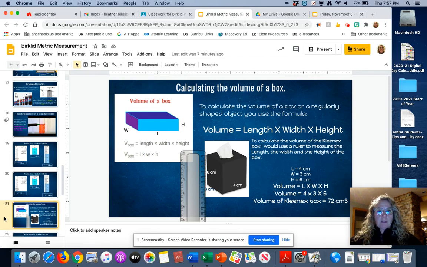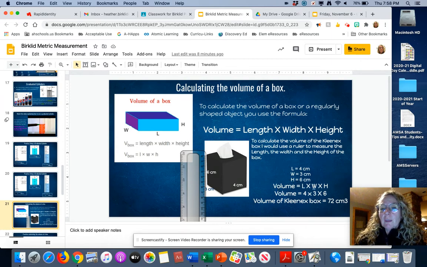We also, when we're calculating volume, have to be able to calculate the volume of a box, or what's called a regularly shaped object. And to do that, you just need a formula, and you need to know the length and the width and the height of the box, and you do that by using a ruler to measure that distance, or the length. So if I take my ruler right here and I line it up, we can see that this length of this cleanest box is 6 centimeters long, and then I took the ruler and I measured this, and it was 3, and this was 4. So my length was 4 centimeters, my width was 3 centimeters, and my height was 6 centimeters.